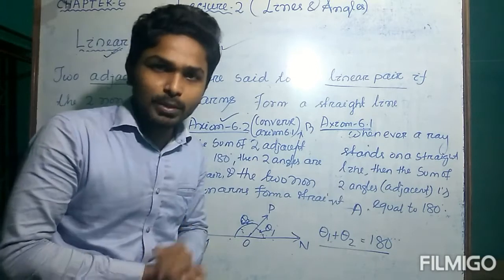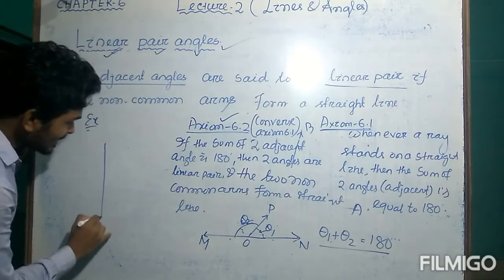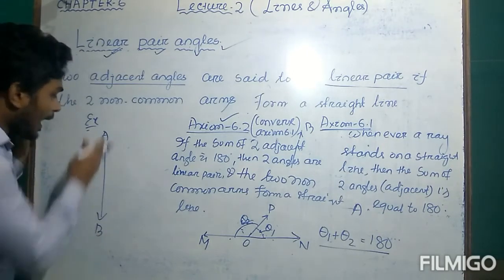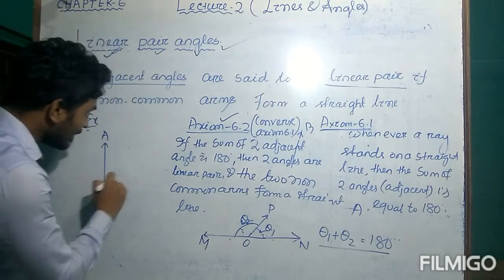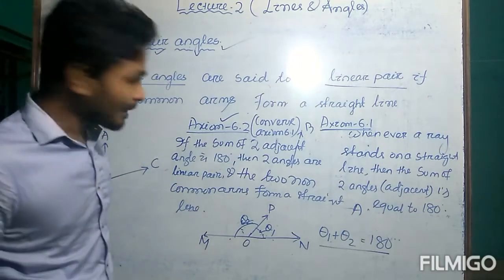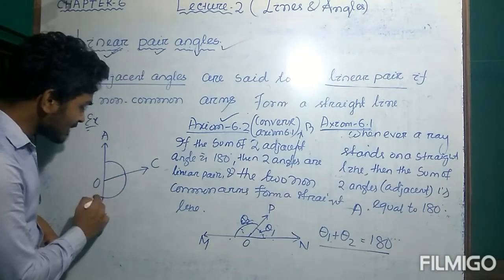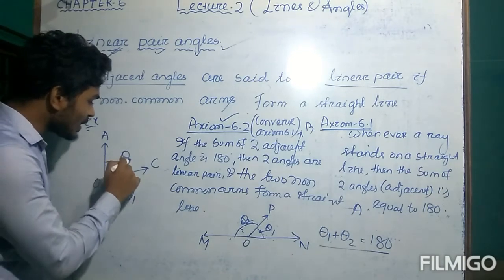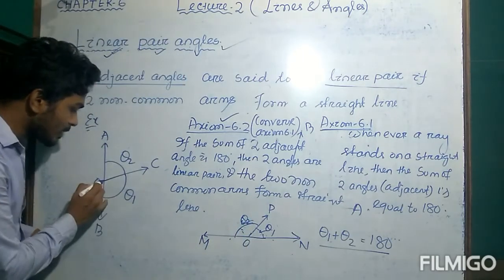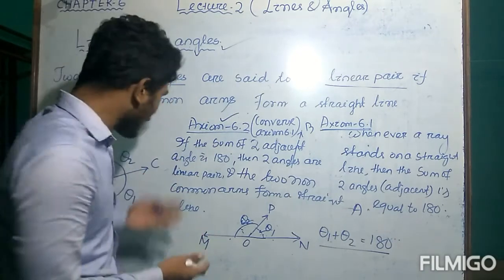Okay, so this is the basic concept of linear pair angles. Let us take some examples of linear pair angles. Suppose this is a straight line, A, B, and on this straight line another ray lies. Suppose the name of the ray is OC. Then how many angles are formed here? Two angles. Suppose this is theta 1 and this is theta 2. Are the two angles adjacent or not? Yes, they are adjacent, because for the angle theta 1 this is the vertex O, and for the angle theta 2 this is also the vertex O. So O is the common vertex to both the angles.